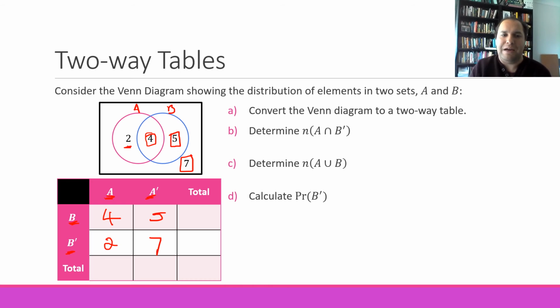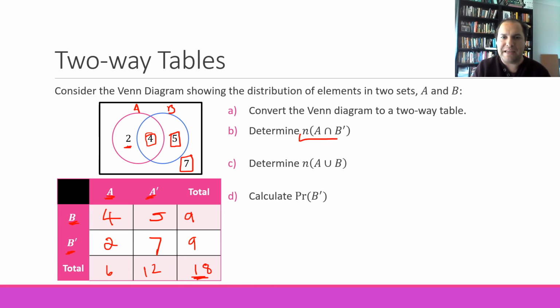And then we can just work out our totals by adding those up. 4 and 2 is 6, 5 and 7 is 12, 4 and 5 is 9, 2 and 7 is 9. In our total, it doesn't matter which way we add them up. 9 plus 9 is 18, 6 plus 12 is 18. So that's definitely our total.